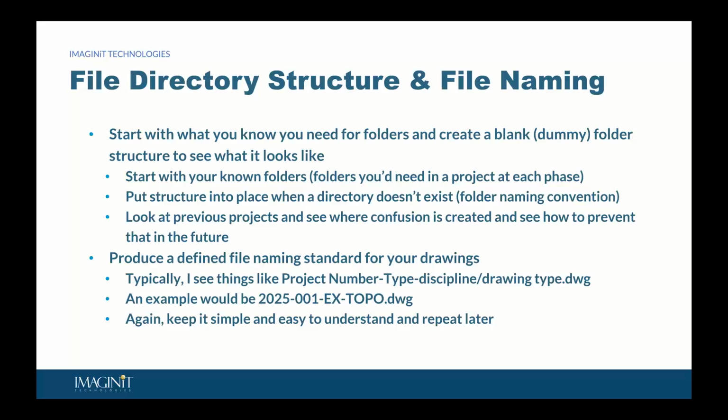The typical things I like to see are like a project number, type, discipline, drawing type.dwg. An example of this would be 2025-001-EX topo. So we know that this project is a 2025 project. It's the first project, 001, and we know this is an existing topo drawing. These are easy to think about now and start to implement.